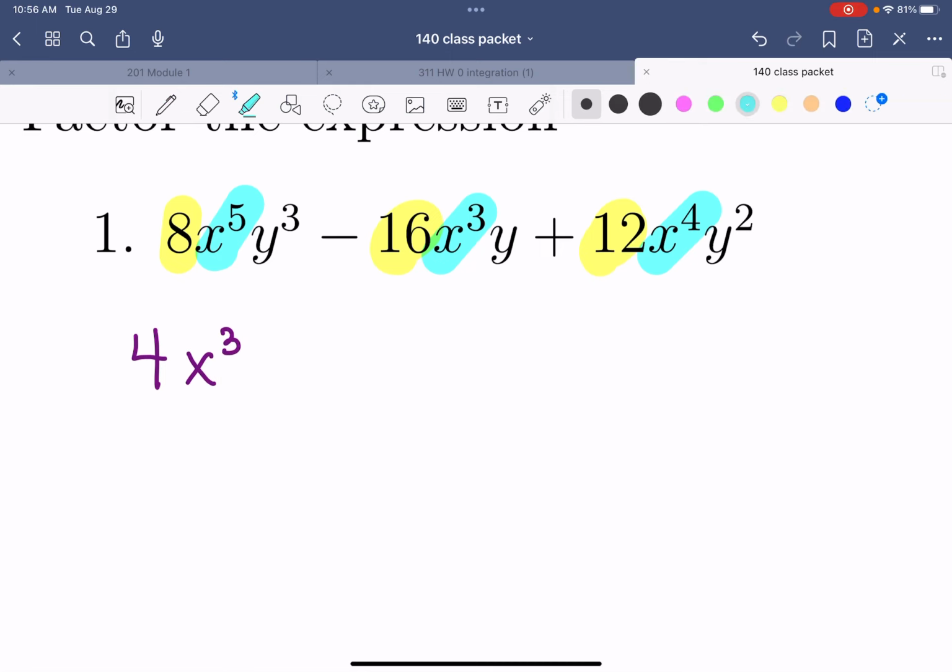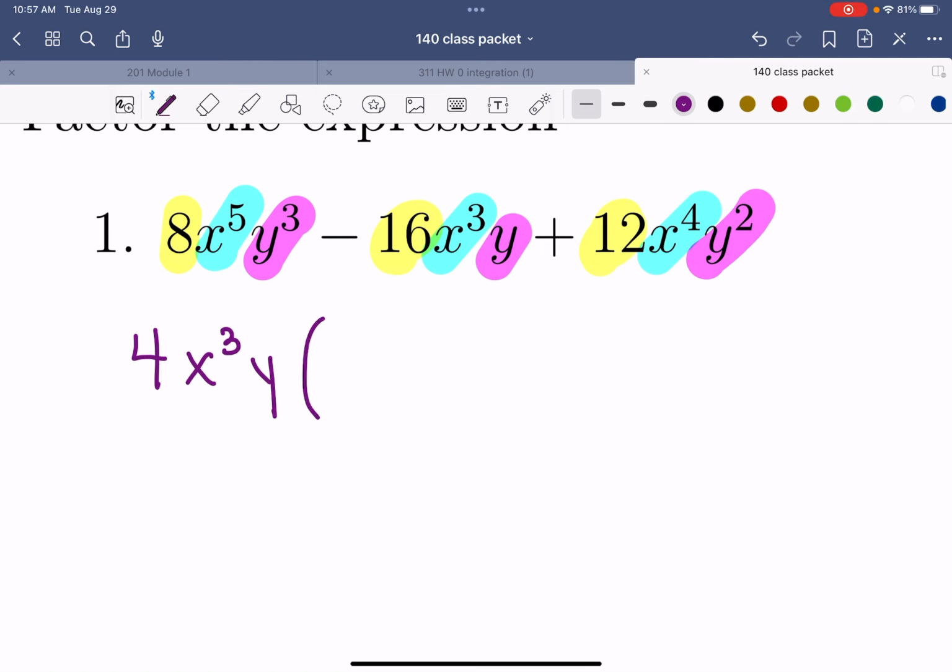And then when we look at the y's, we've got 3, 1, and 2. Each term has at least 1, so I'm going to pull 1 out front. Then we go term by term and see what's left. Okay, so the first term, my 8x to the 5th, y cubed. For the 8, I took out 4, so 8 divided by 4 is 2. For x to the 5th, I had 5 x's. I moved 3 out front, so there are 2 left. For the y cubed, there are 3 y's. I have 1 out front, so I still need 2 more.